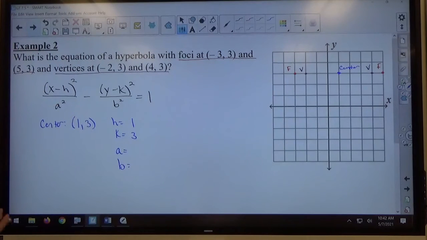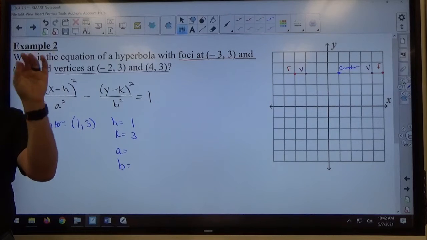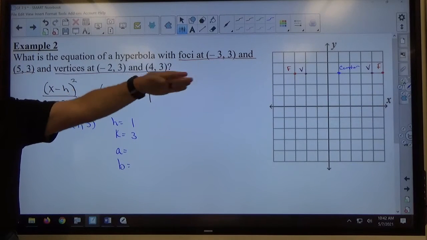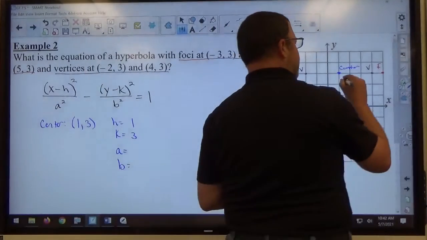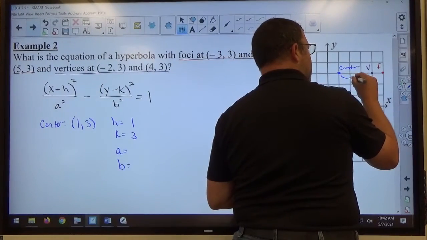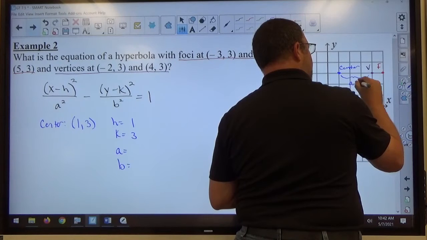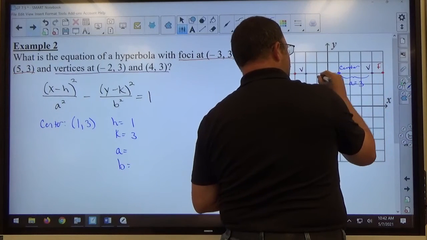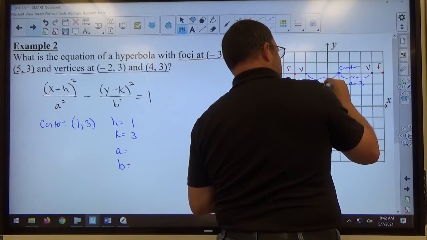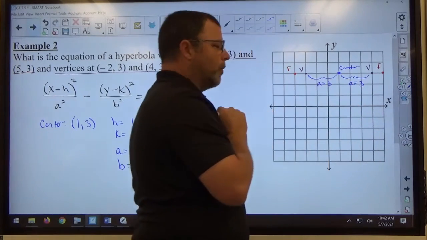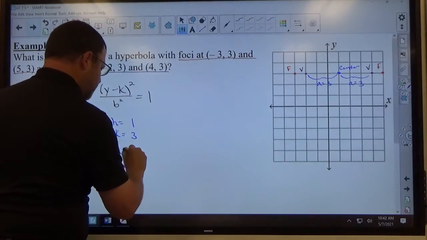Looking at the picture, they're given vertices again. So again, the distance from the center to a vertex is either a if you're moving horizontally or b if you're moving vertically. Since we're moving horizontally here, the distance from the center to a vertex, in this case, is equal to a. We're moving 3 left and 3 right, so a is equal to 3.